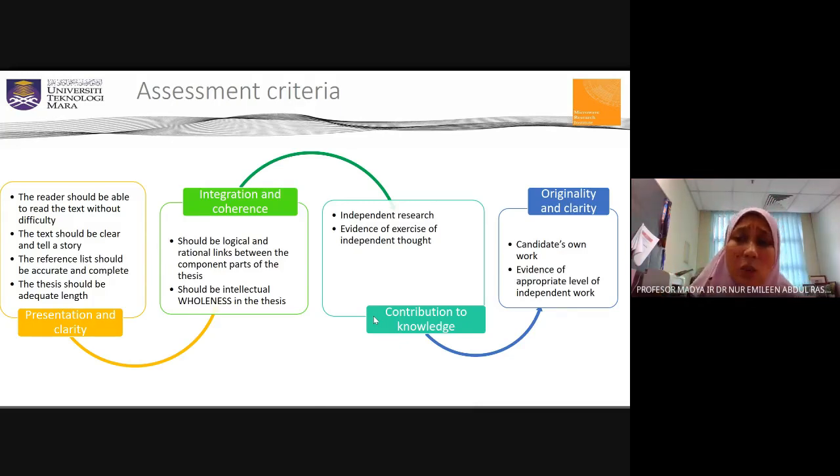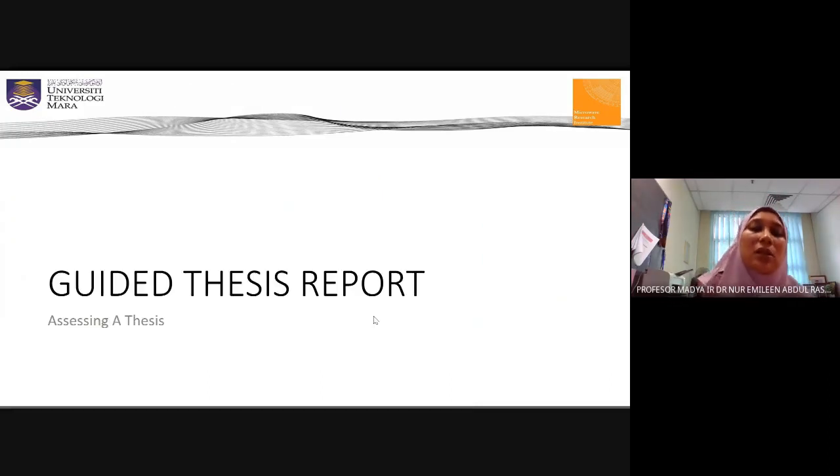Originality and clarity, candidate's own work, evidence of appropriate level of independent work. So again, ini pun sebenarnya dari thesis tu, because thesis, we know that supervisors dah go through the thesis, co-supervisor dah go through the thesis, ataupun mungkin ada third party macam kawan-kawan supervisor pun dah go through the thesis, or people in the research group dah go through the thesis. But during Viva tu buat kita sebenarnya, we realize sebenarnya student tu tahu ke tak. Okay, so sebab kadang-kadang thesis tu memang cantik lah dia punya write up semua.